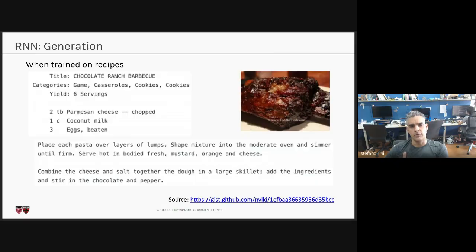And another example would be recipes, right? You can start putting in the ingredients and then see which recipe comes out when you put the ingredients in. Very nice, very fun game.